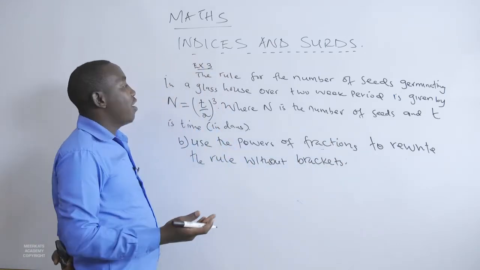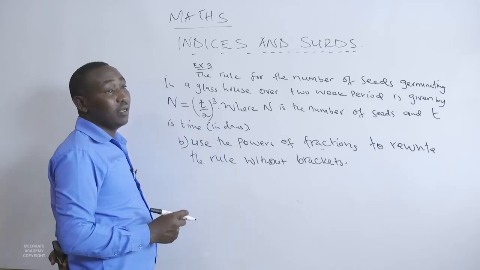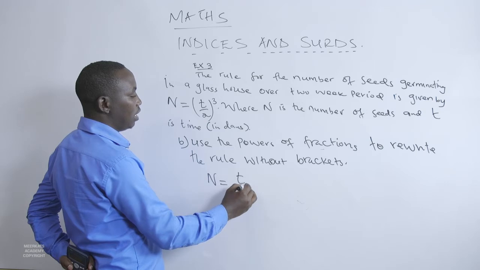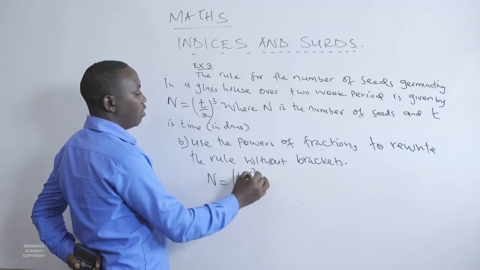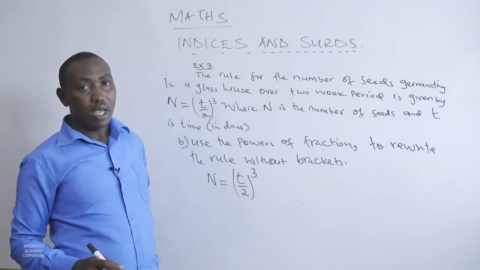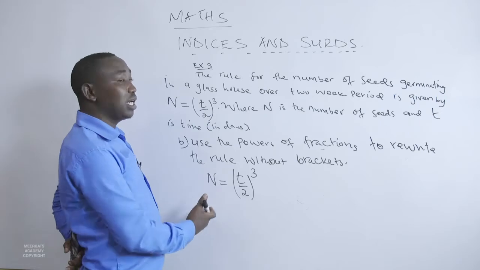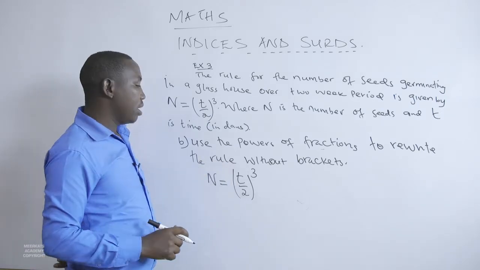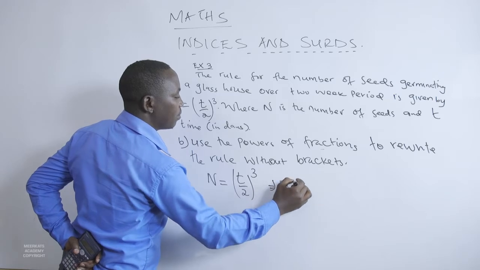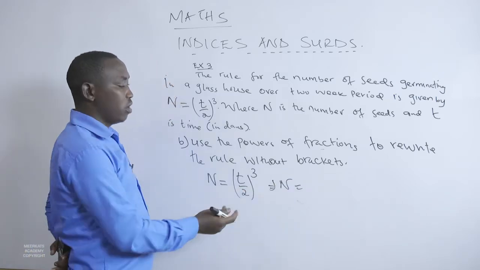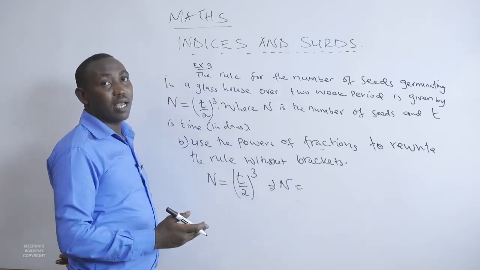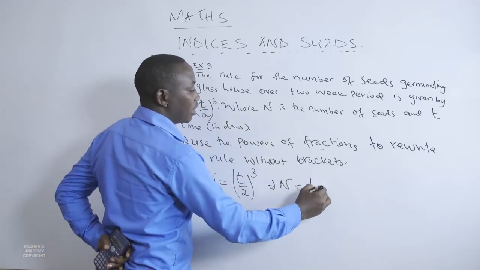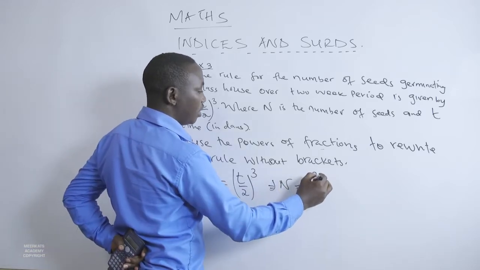And what is our rule? Our rule is for the growth of germinating seedlings. So n is equal to t all over 2, the whole of it raised to 3. They now want us to rewrite this particular rule without the brackets. So n will be equal to... everything inside the bracket should be raised to that power, and therefore we're going to raise this t to 3.